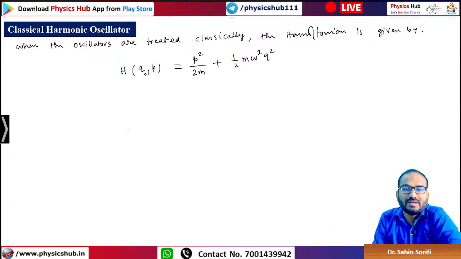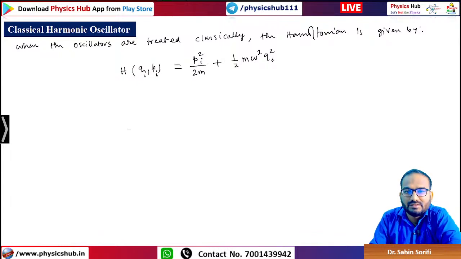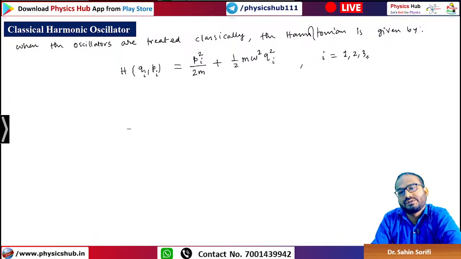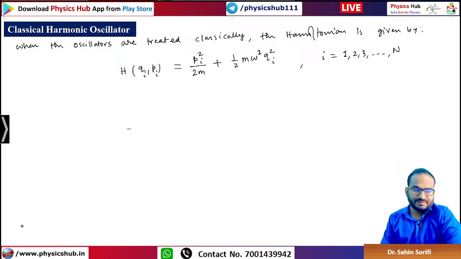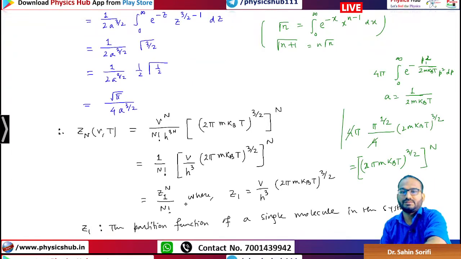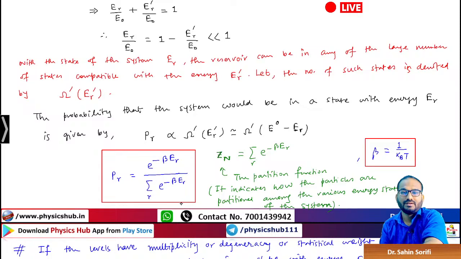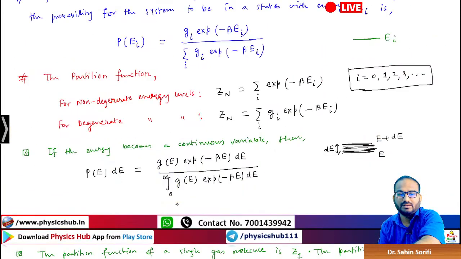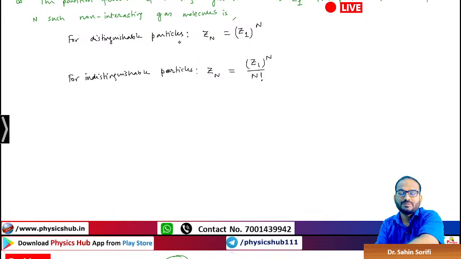So if I write it for n number of such systems, we will write it as a function of qi, pi: pi square by 2m plus half m omega square qi square, where i may be 1, 2, 3 up to n. Let's say there are n number of classical harmonic oscillators. If I only go with one oscillator, we will get the partition function for one oscillator. Then we know the formula. Okay, this formula we know for the distinguishable case.